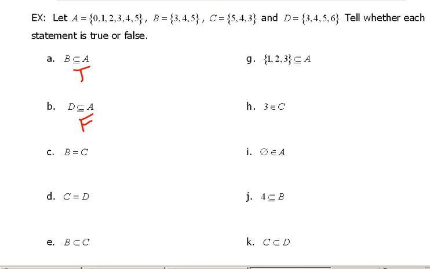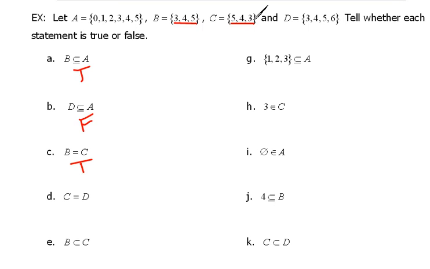Okay, finishing this up here, now we have part C that says B is equal to C. Well, the only way two things can be equal is if they are absolutely identical. So in B, we have the numbers 3, 4, and 5. C also has 3, 4, and 5. Even though they're not in the same order, they are identical items. Neither one of them has anything else. Neither one of them has anything less. So they are actually identical to each other. So this is a true statement.